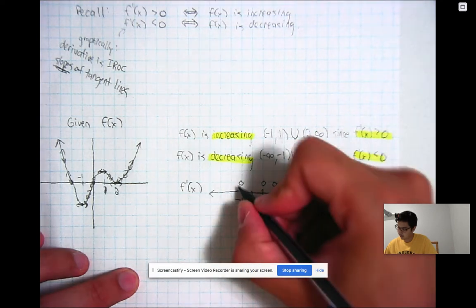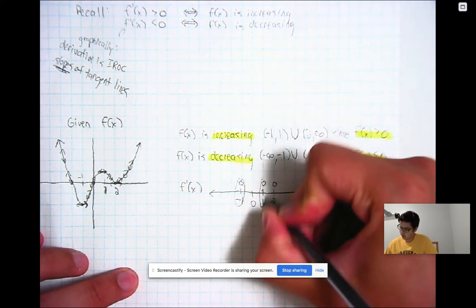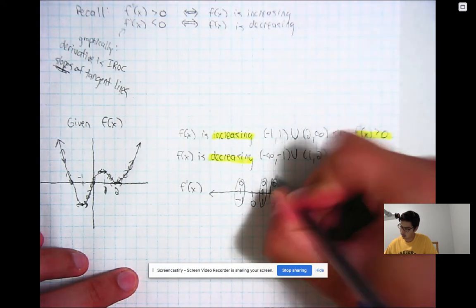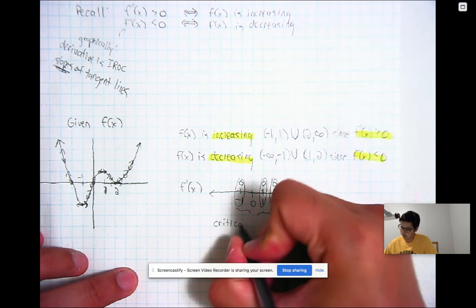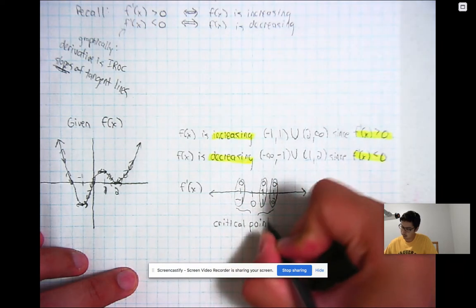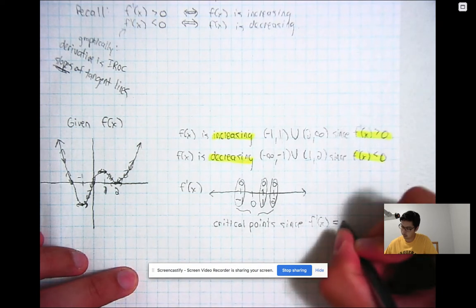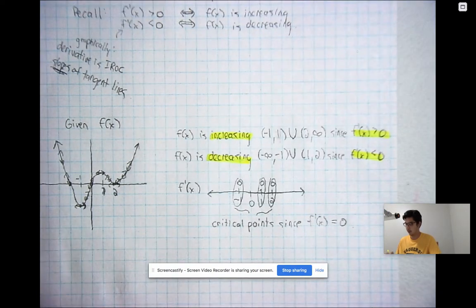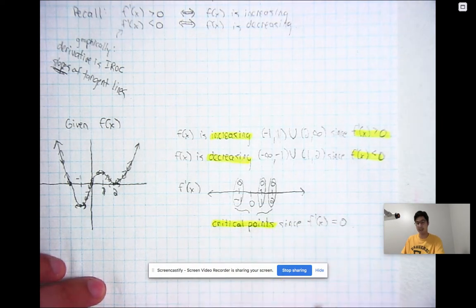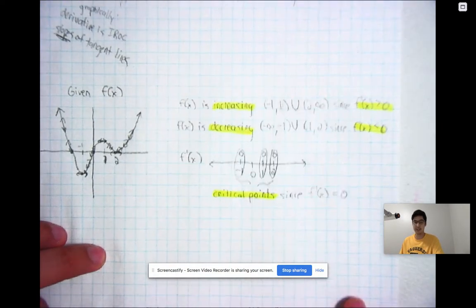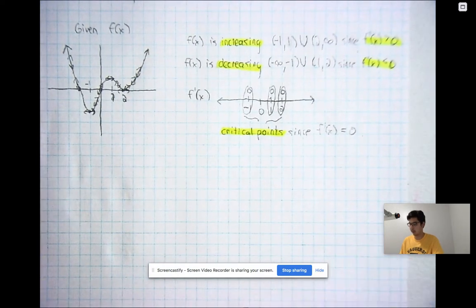These right here, the -1, the 1, and the 2, are called critical points, since f prime of x is equal to 0 at those points. So that's a new word, and that's not in the math notes. I don't know why they left it out, but I'm throwing that in there. Push this to the top. Okay.